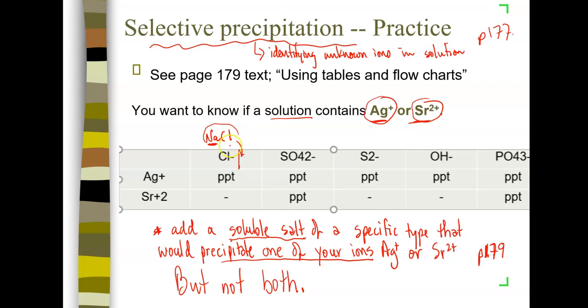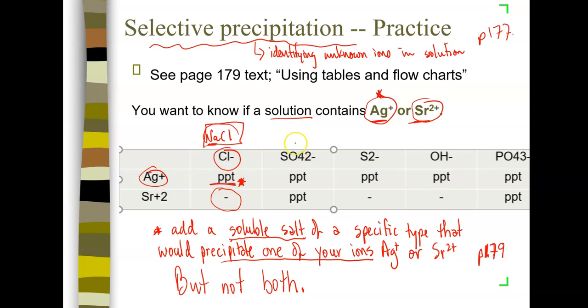Then I look on my chart. The reason I'm picking sodium chloride is that if I look on my chart, silver has low solubility with chloride, so a precipitate would form, but a precipitate would not form with strontium. So if I ended up with a precipitate, I could be sure that the substance in my solution is silver, not strontium, because the chloride would react with the silver and give a precipitate.